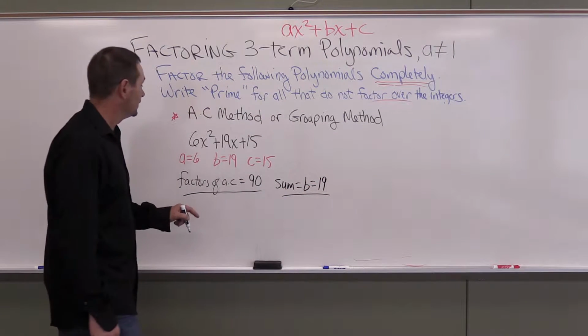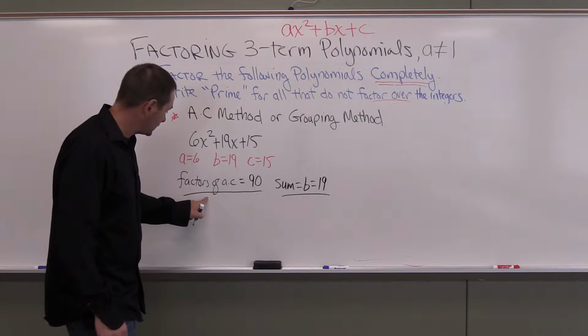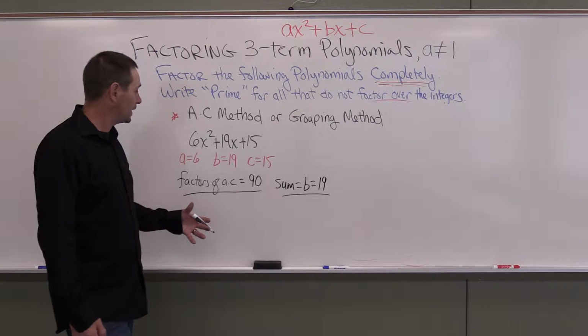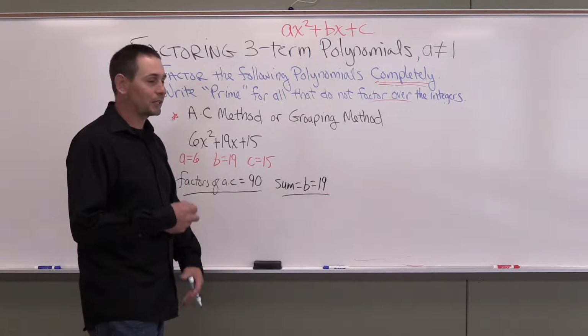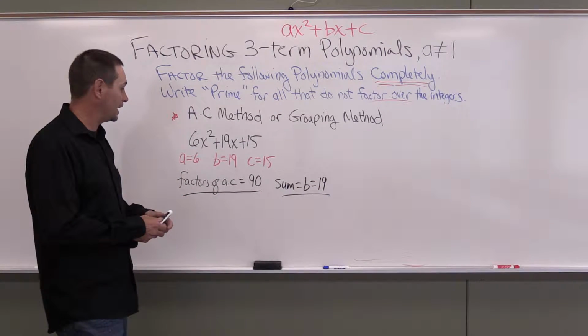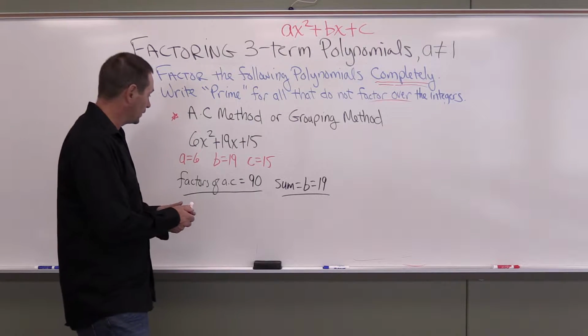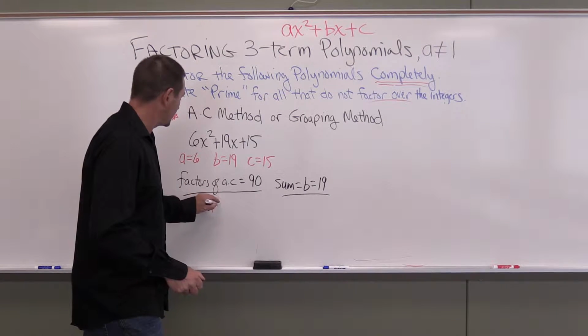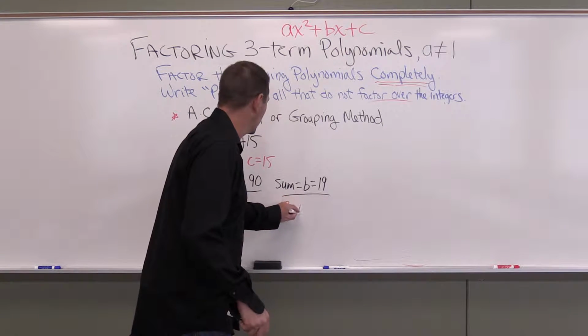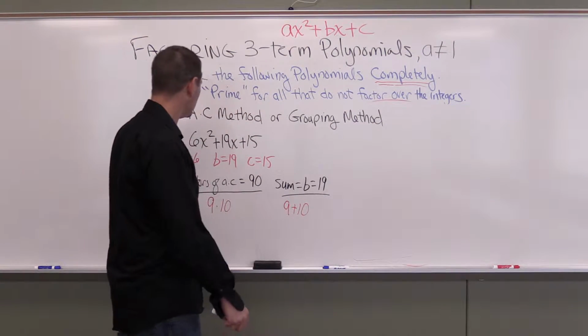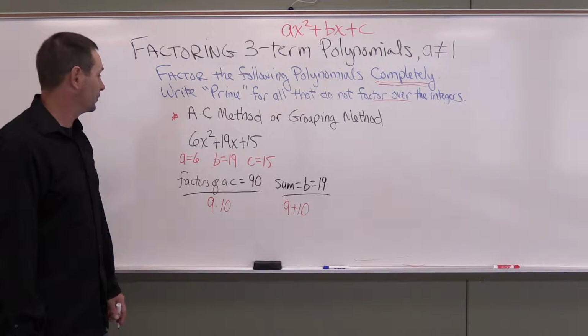So you can actually start listing all the factors of 90, starting with 1 all the way down, but all you have to do is find the 2 factors that multiply to be 90 and add to be 19, and those kind of jump out at us, I think, because it's 9 times 10. So if I looked at this and I went 9 times 10, I get 90, and 9 plus 10, I get 19. So those are the factors that I'm going to use.